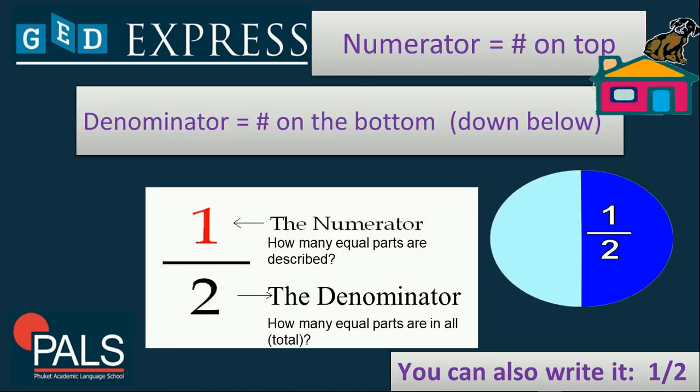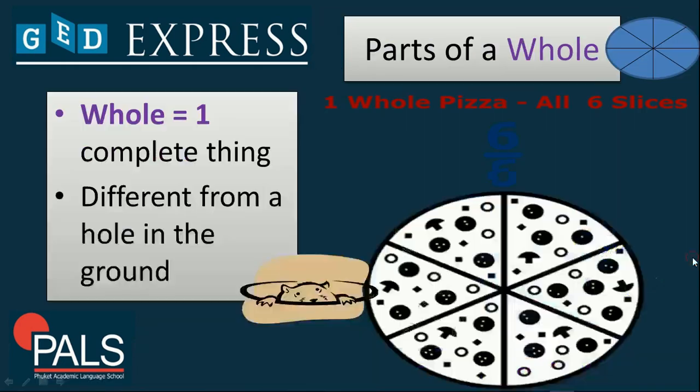So we have the parts of a fraction, the numerator and the denominator. The numerator is the one on top and the denominator is the one on the bottom. For example, we have 1/2. 1 over here is the numerator and 2 over here is the denominator. So the numerator is basically how many equal parts are described, and denominator is how many equal parts are in total. So you can also write this one for 1/2.